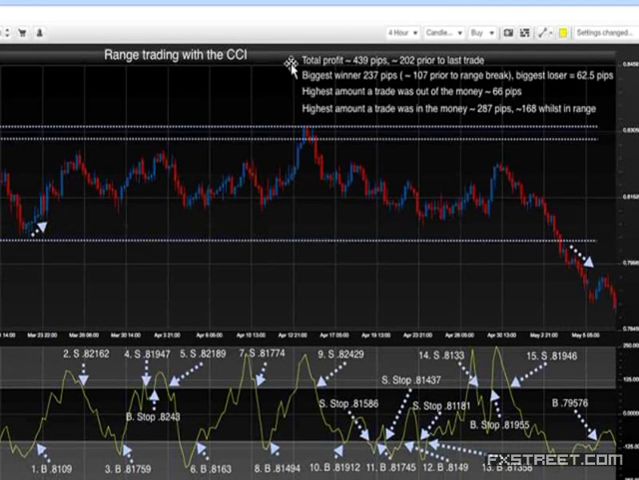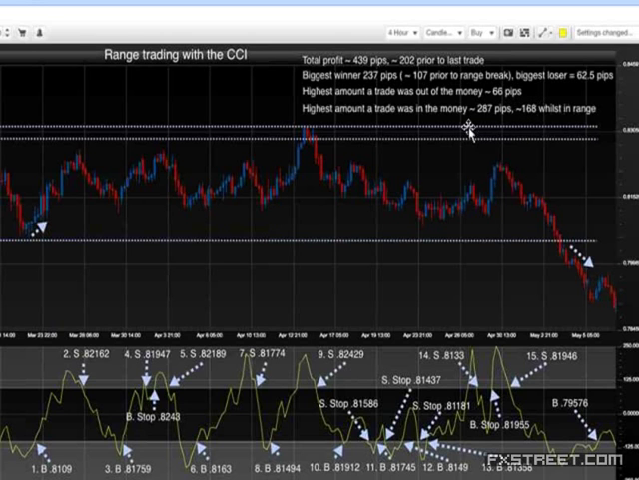We can see the total profit around 439 pips for the period, 202 prior to this last trade, where we'll see it breaks the range and moves to a trending market here. Biggest winner was 237 pips, that being the trade where it broke the range. The interesting point to note is still a 107 pip trade out of the indicator while it was trading ranges.